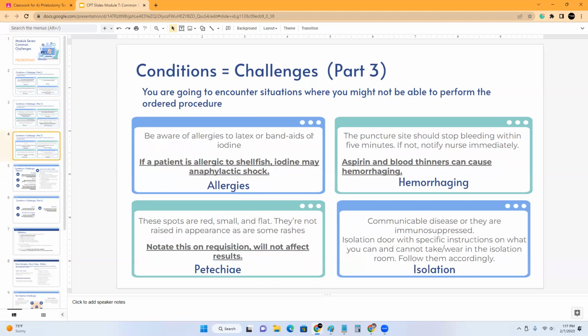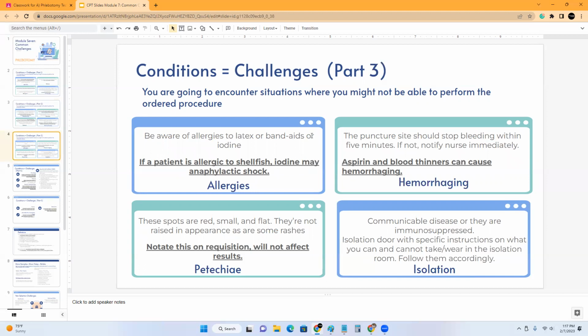Allergies. You want to make sure you know if a patient has a latex, Band-Aid, or iodine allergy. Sometimes if they're allergic to shellfish, iodine may cause anaphylactic shock. So be aware of what you're using and if your patients have allergies.